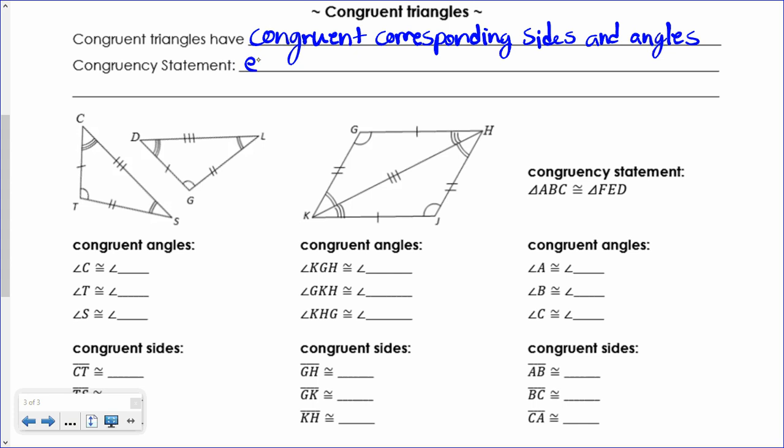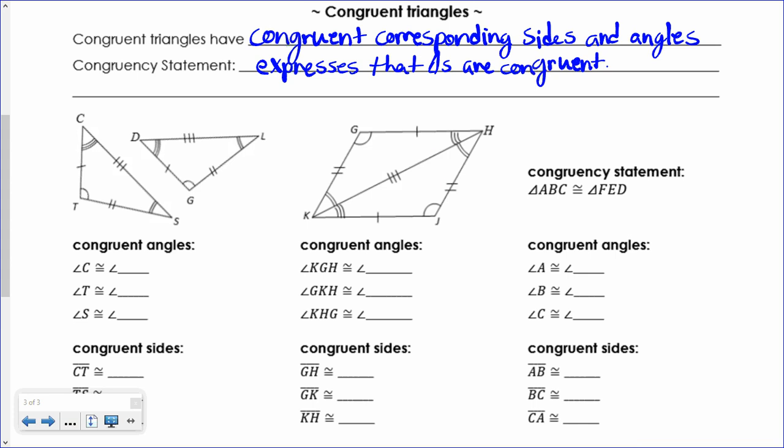A congruency statement expresses that triangles, I wrote a little triangle symbol, triangles are congruent.